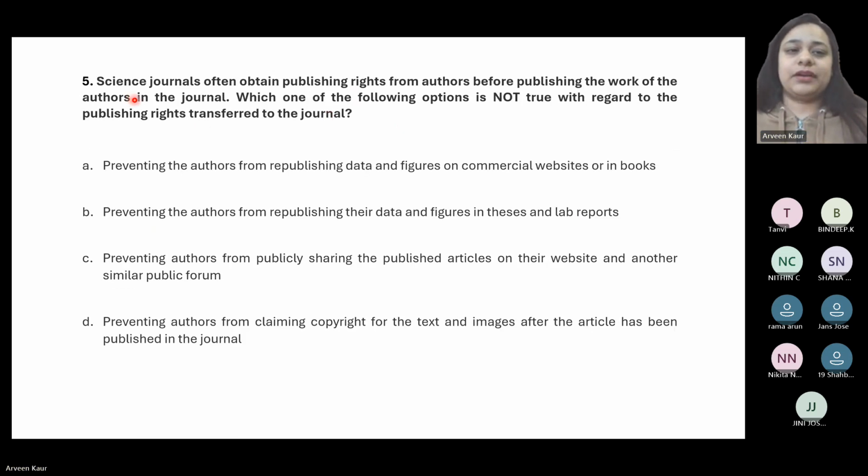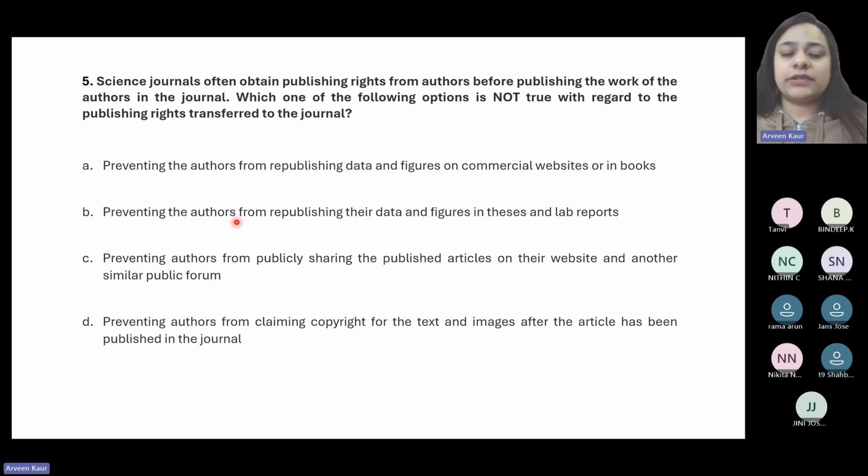Yeah. Then question number 5. Science journals often obtain publishing rights from authors before publishing the work of the authors in the journal. Which one of the following options is not true with regard to publishing rights transferred to the journal? Right? Is it preventing authors from republishing data and figures on commercial websites or in books?